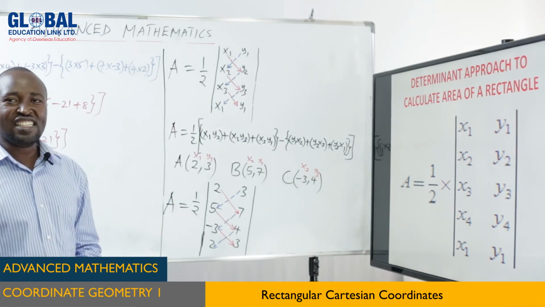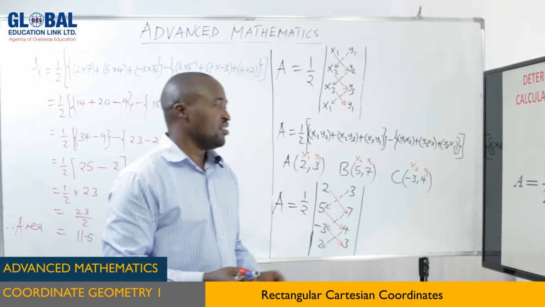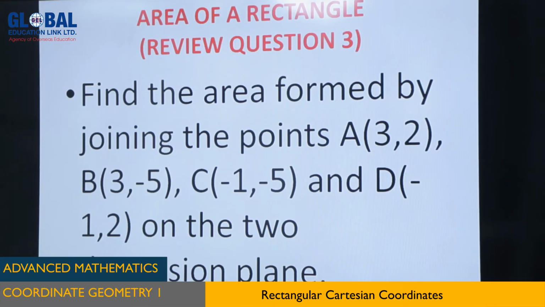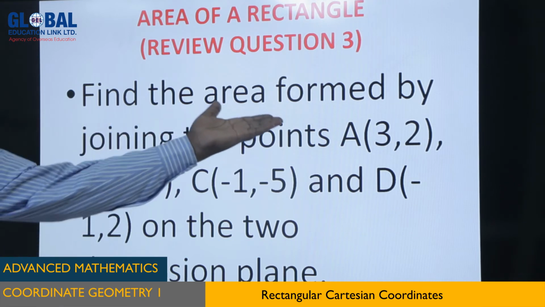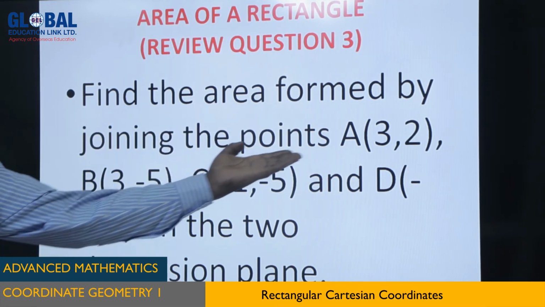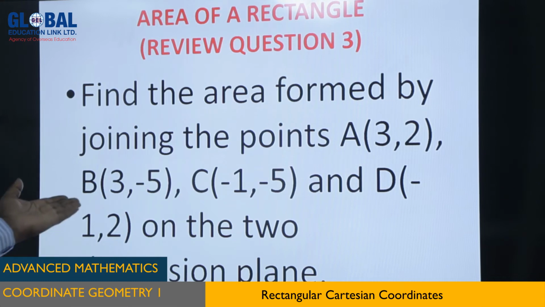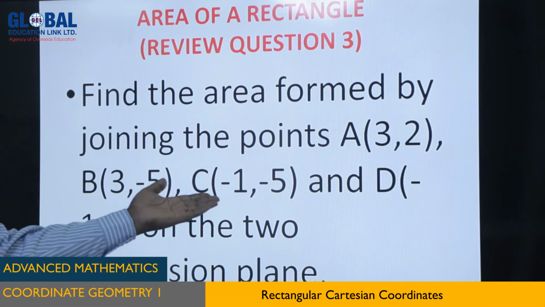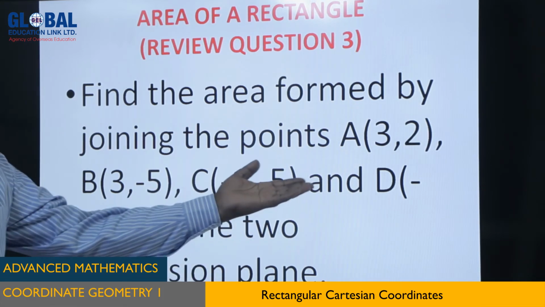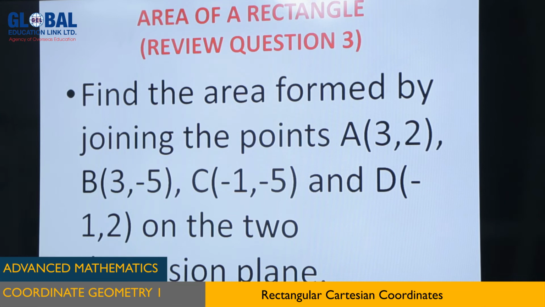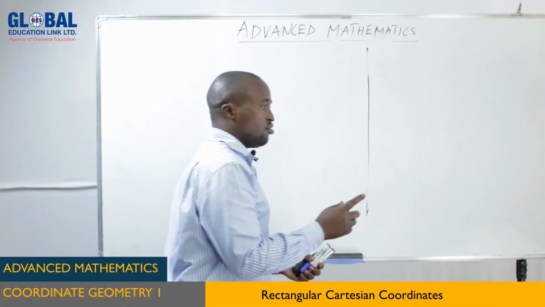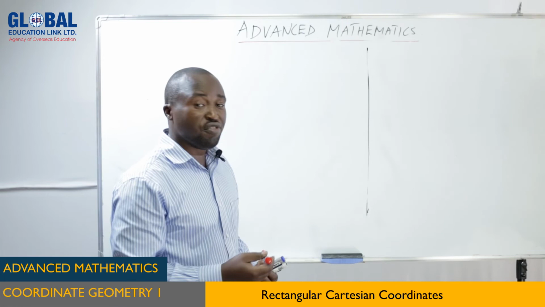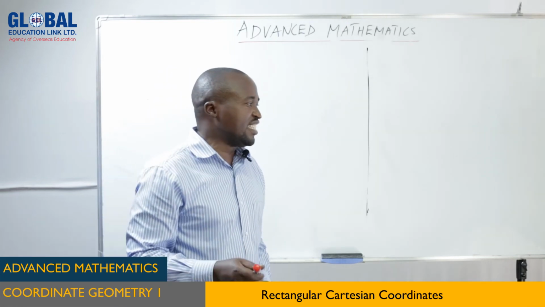So my dear student, let us see the review question of how to find the area of a rectangle. And here we have the question. The question says, find the area formed by joining the points A, 3, 2, we have B, 3, -5, then we have C, -1, -5, and D, -1, 2 on the 2-dimension plane. So that is our question. So we have 4 coordinates.